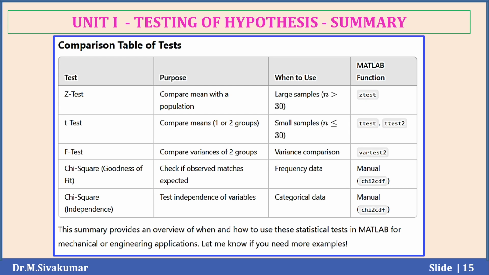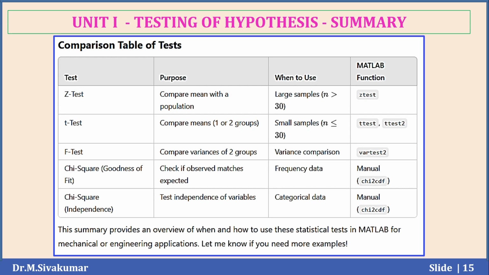Then the second one is the t test. The purpose of this t test is to compare means of one or two groups. Previously we discussed the t test. Here we use small samples, n less than 30. The MATLAB functions we use are ttest and ttest2. The third test is the F test, which compares the variance of two groups. It is used for variance comparison, and the MATLAB function is vartest2.